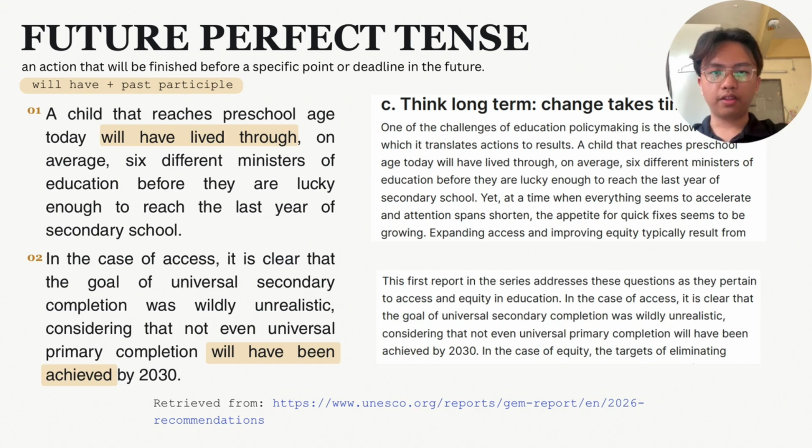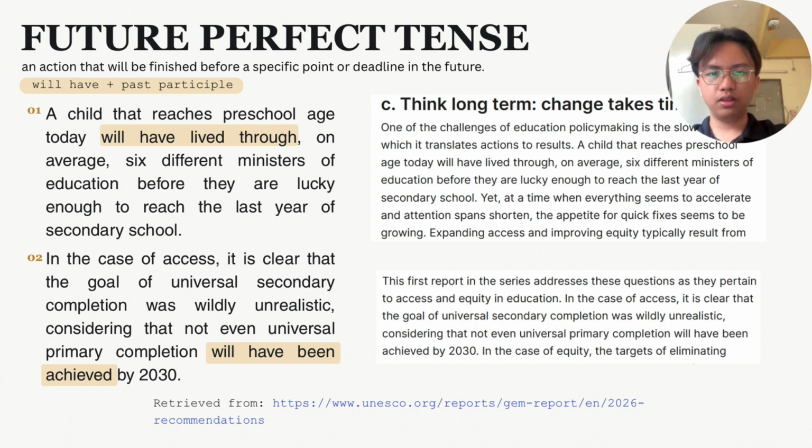Future perfect tense. Future perfect tense shows an action that will be finished before a specific point or deadline in the future. It is identified by subject plus will have plus past participle. The first example is: a child that reaches preschool age today will have lived through an average of 6 different ministers of education before they are lucky enough to reach the last year of secondary school.